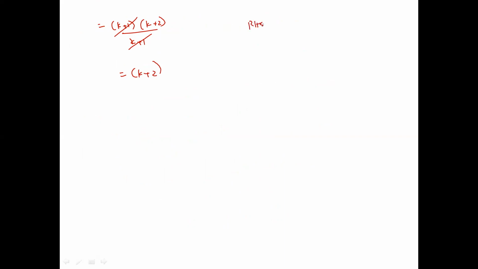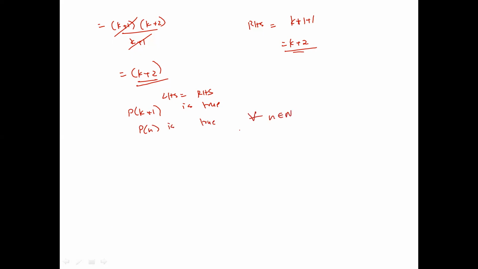But on RHS, when you put n as k plus 1, n plus 1 is k plus 2. You can see LHS and RHS are same. So when LHS and RHS are same, you can say P of k plus 1 is true. That means P of n is true for all natural numbers. So this also completed. We can go to question number 15.